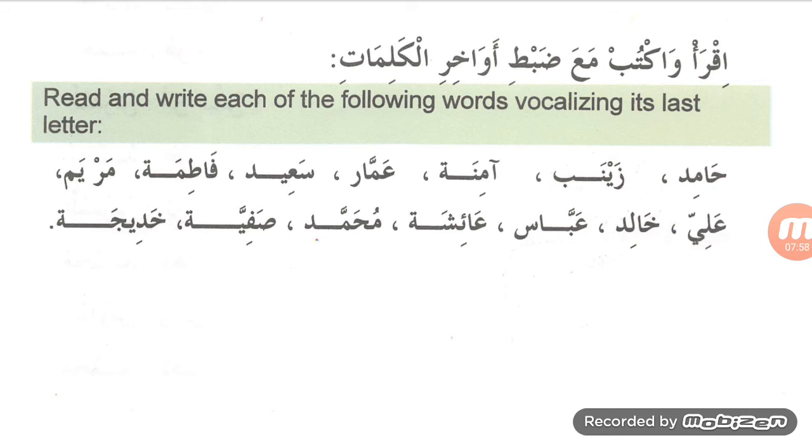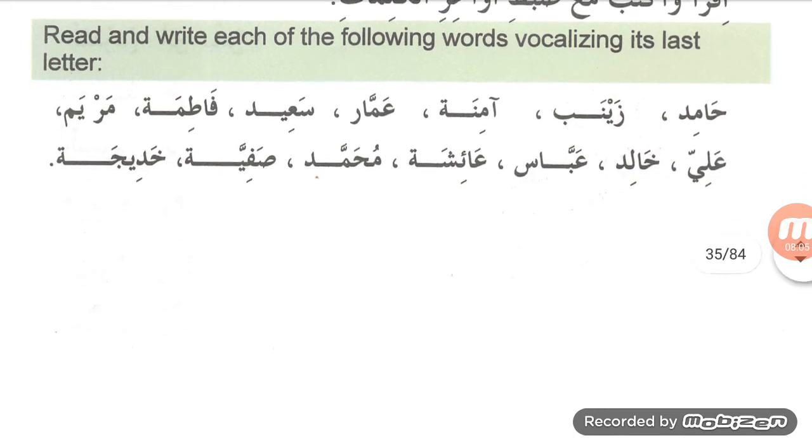Read and write each of the following words, vocalizing its last letter. You can have a go at this yourselves. If the rounded ta appears at the end, you will know that this is a female name or noun. Okay? This is a sign. This ta is known as at-ta' al-marbuta, as you can see at the end of Fatima, Aisha, Sophia.